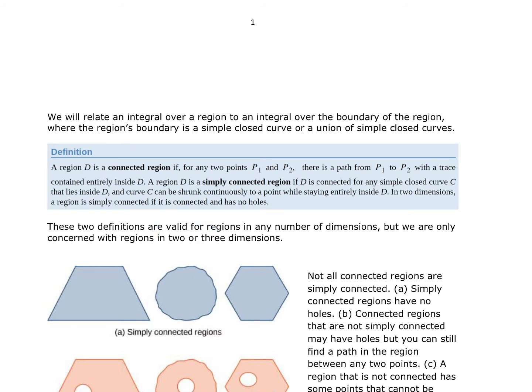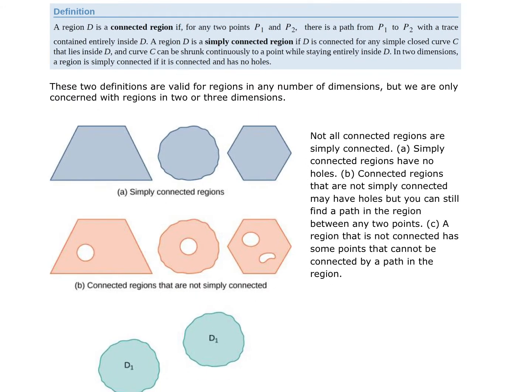That's nice. So we're going to use these 2 definitions. They're valid for regions in any number of dimensions, but we're only going to be concerned with regions of 2 or 3 dimensions, at least in this class. Here is a simply connected region. Here are regions that are connected, but they're not simply connected because they have holes in them. So that's basically what the definition was showing.